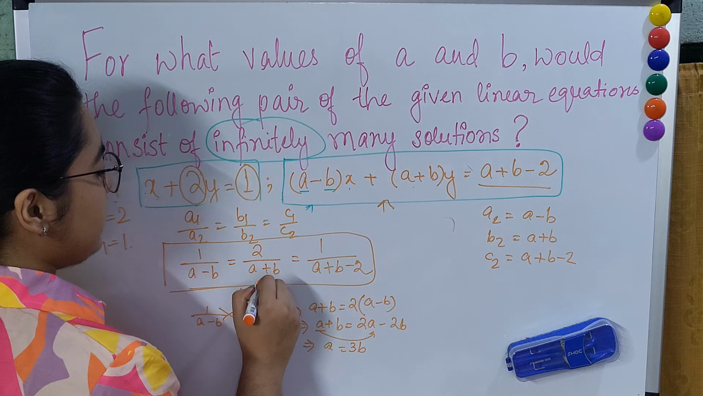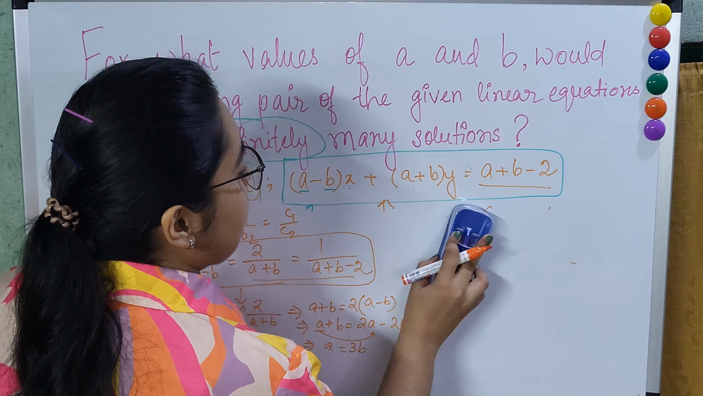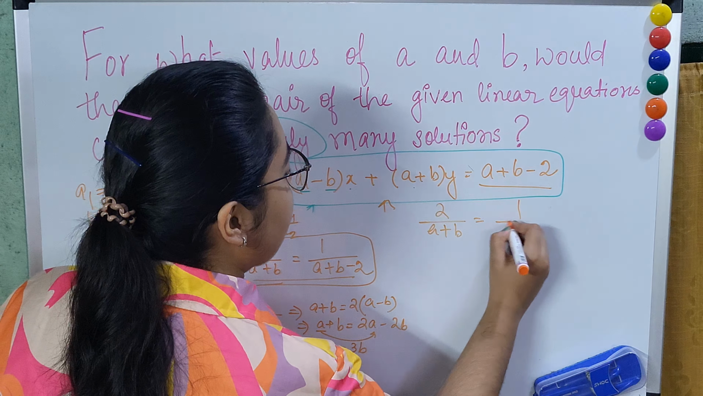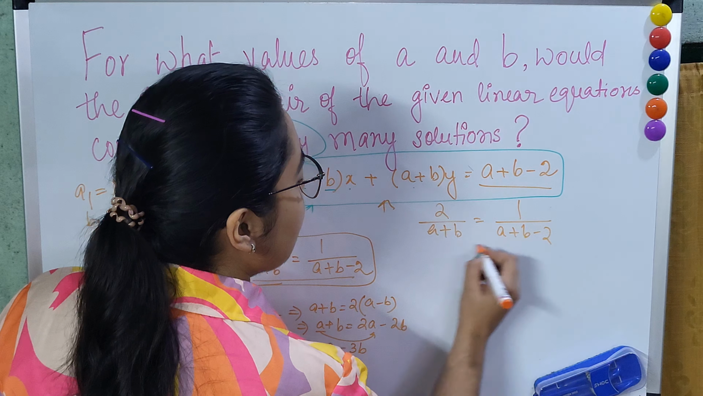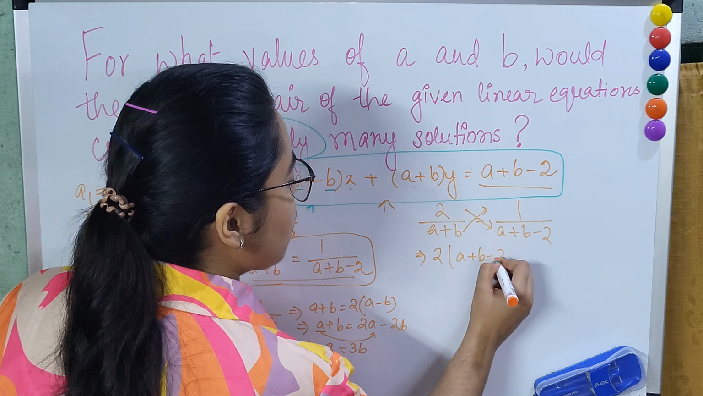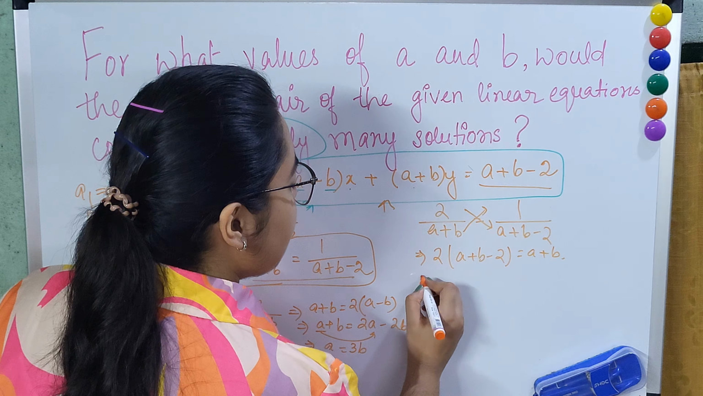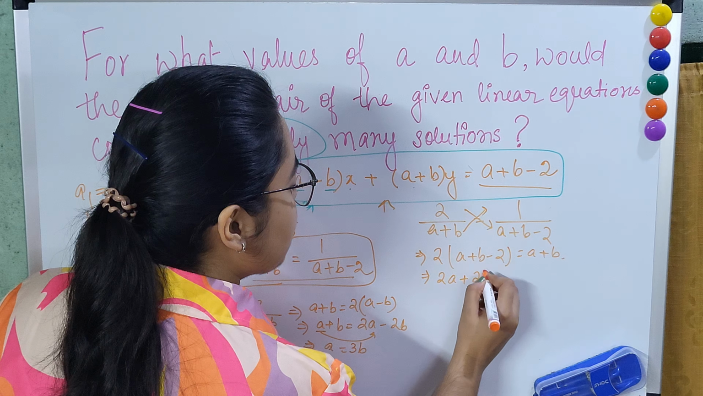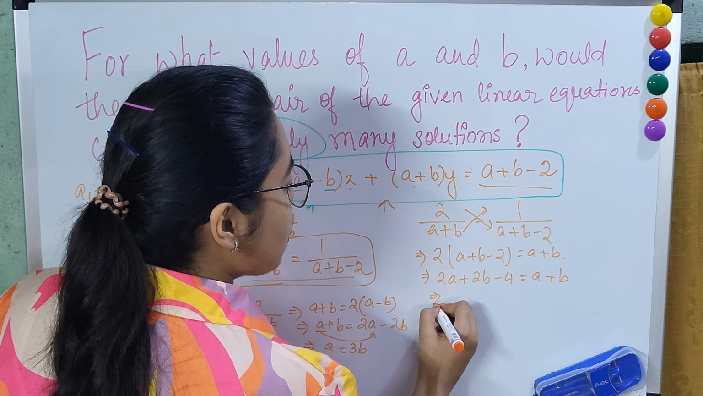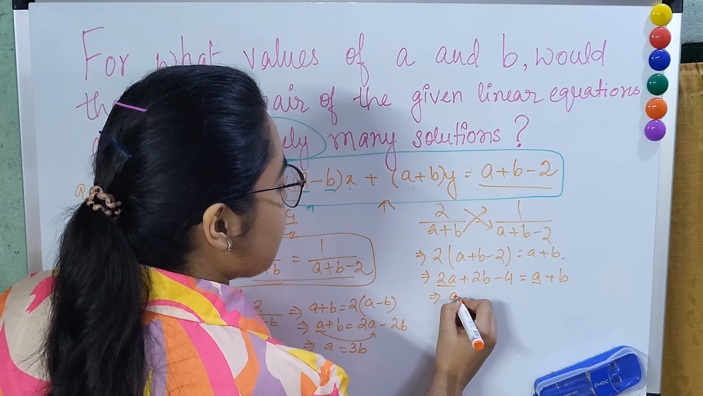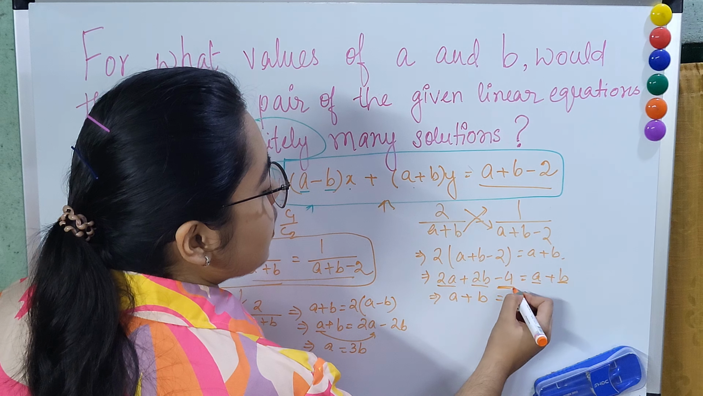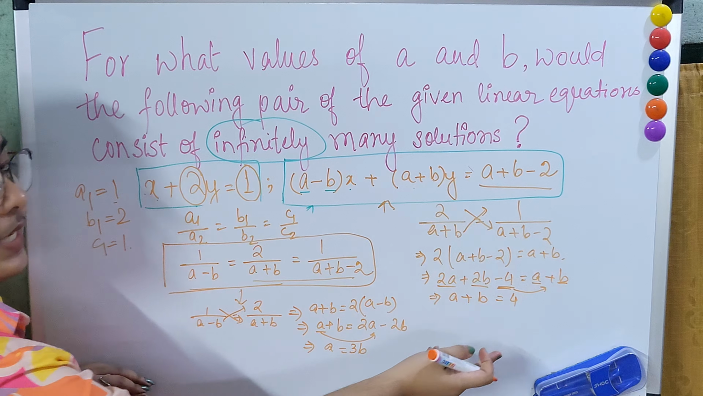Now we take the other two. Taking 2 by A plus B is equal to 1 by A plus B minus 2, on cross multiplication we get 2 into (A plus B minus 2) is equal to A plus B. Now opening the bracket, we get 2A plus 2B minus 4 is equal to A plus B. So 2A minus A gives us A, plus 2B minus B gives us B, is equal to, taking this minus 4 to the right, 4. So A plus B is equal to 4.